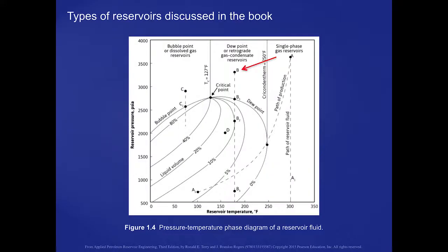The second type of reservoir is that found at point B. Again, initially this is a gas reservoir, or what we call a dew point or retrograde gas condensate reservoir. As we begin the production, as we go down that constant temperature, we reach what we call the dew point at point B1. There, liquid begins to condense out of the gas phase, and we form drops of liquid in the reservoir.